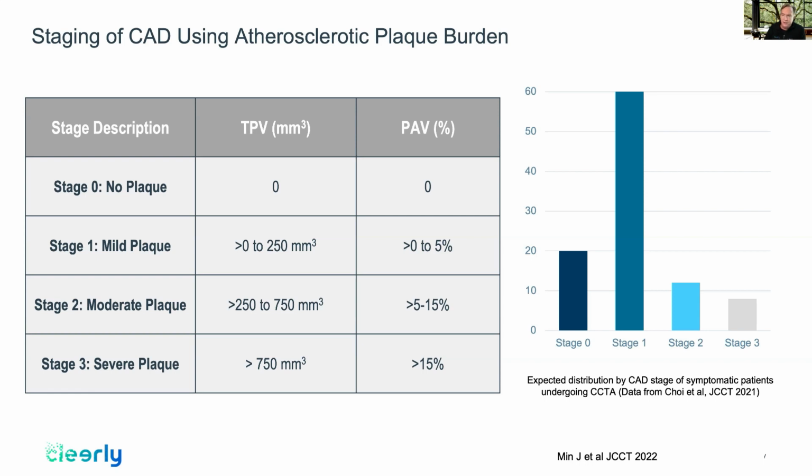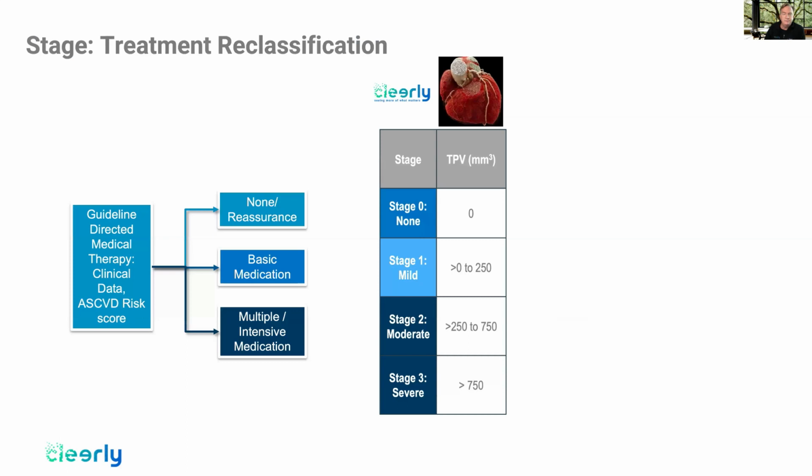Again, very dependent on the population and age of the patients that you may be looking at. So how can the staging system be used clinically? If we look at guideline-directed medical therapy, generally there are 3 options: no therapy, reassurance to the patient if they don't meet certain criteria; the basic medication level; and then there may be multiple or intensive medications depending again on patients' risk scores and other clinical parameters.